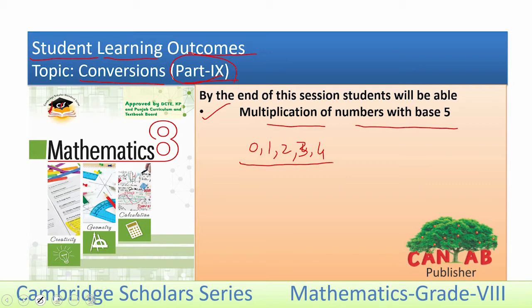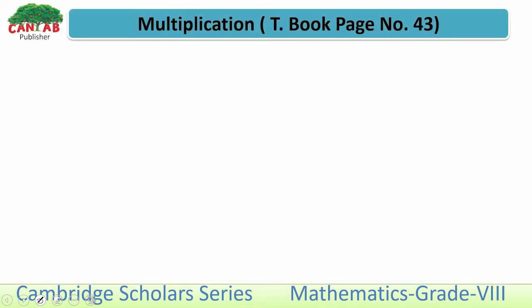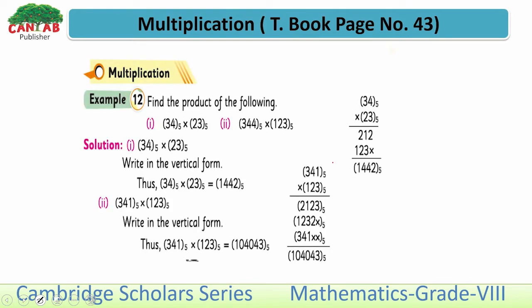Now come to the textbook page number 43. Multiplication. The procedure of multiplication is explained in the following example. Example number 12. Always read the statement carefully. Find the product. Product means multiplication of the following. In part 1, 34 with base 5 multiplied by 23 with base 5. First of all, write these numbers in vertical form like this.